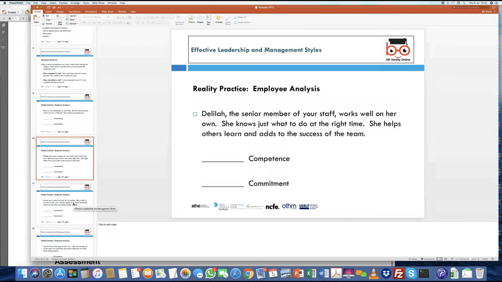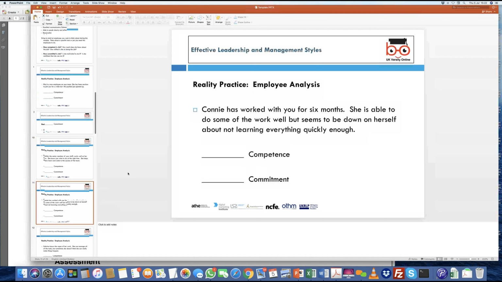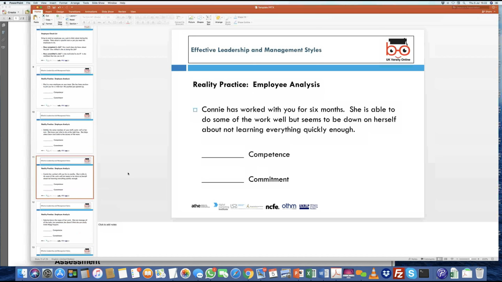So Connie has worked in the company for 6 months. She's able to do some work well, but seems to be down. It seems that the work she does is down to herself. There is no help that she gets, but she's not looking at learning everything quickly enough. What would you say? Is this commitment or competence?